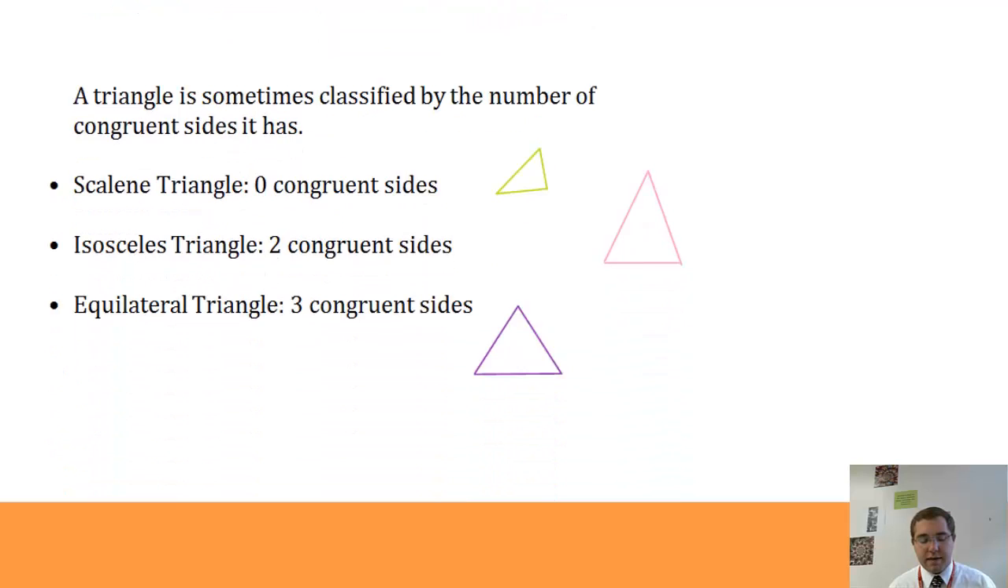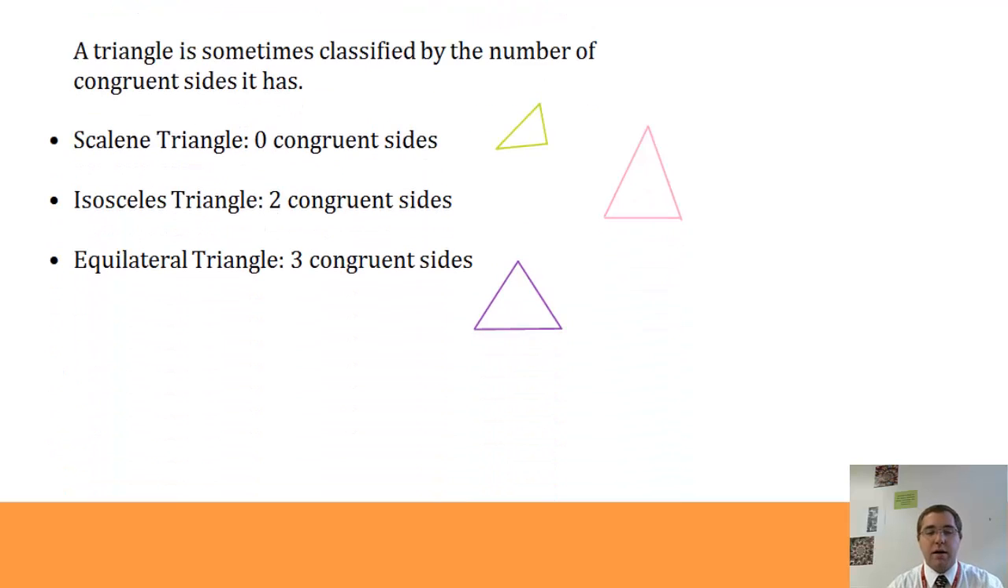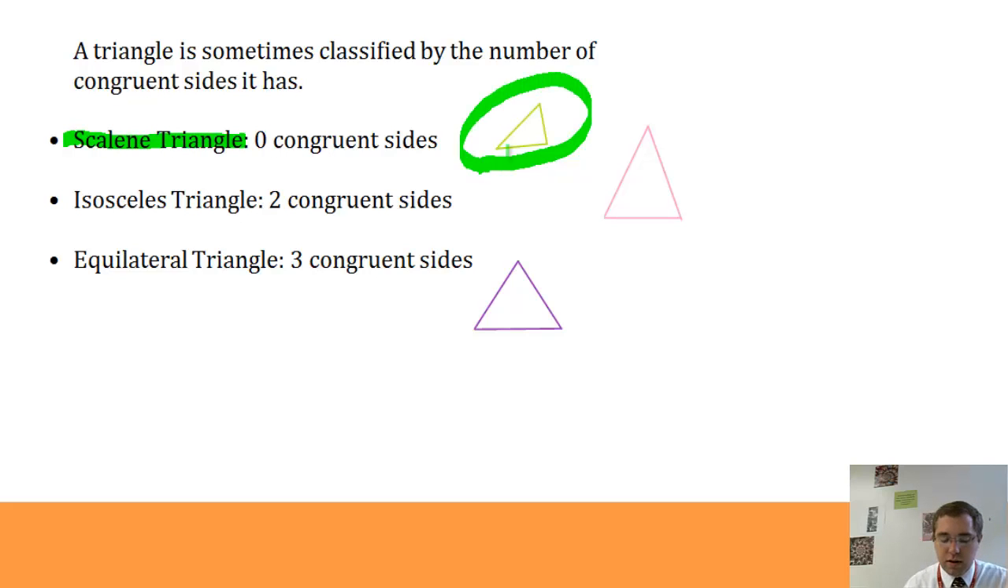Now, triangles are classified often by the number of congruent sides they have. So we have three options. Either they have no congruent sides, they have two congruent sides, or they have three congruent sides. If they have no congruent sides, we call that triangle a scalene triangle. So scalene means no congruent sides. This triangle here is a scalene triangle. It has no sides congruent. They're all three different lengths.